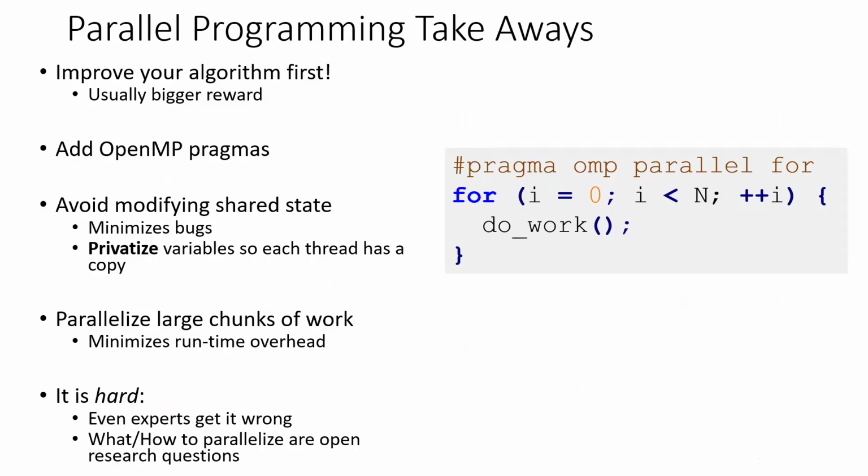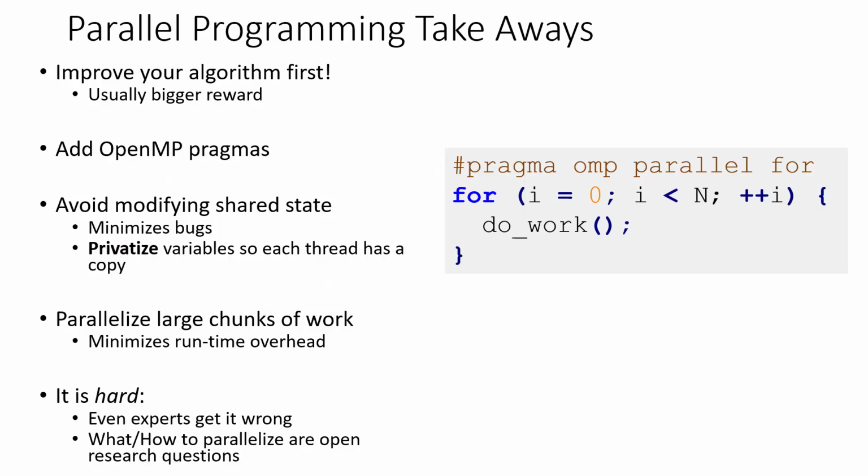Okay, takeaways. Improve your algorithm first before doing parallelization because that will give you the most gain. Add OpenMP pragmas because it's really simple to implement and you can disable them at any time. There's no cost of disabling one line versus disabling creation of threads, creation of callback functions, forks, joins, and everything else.